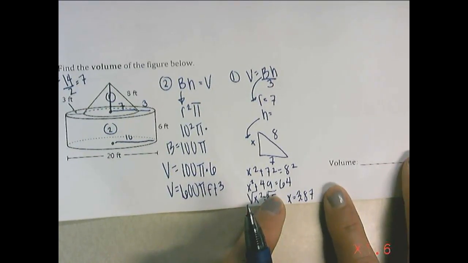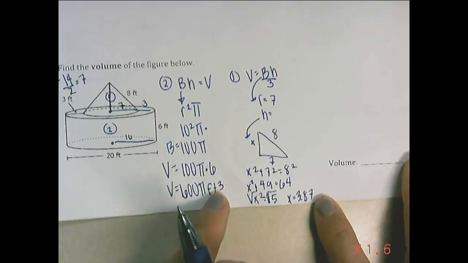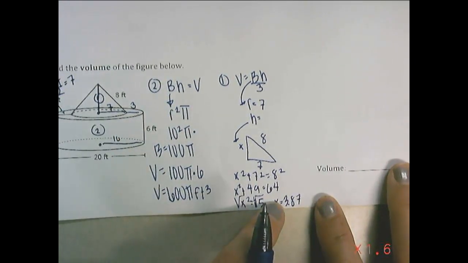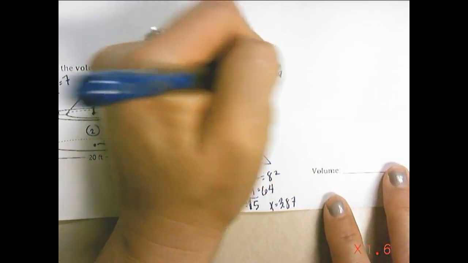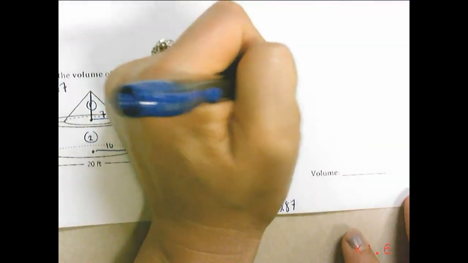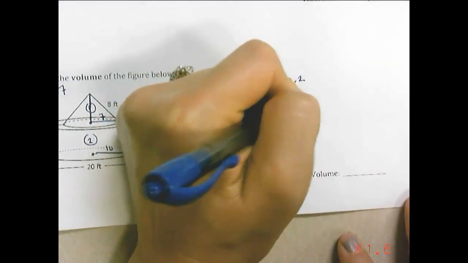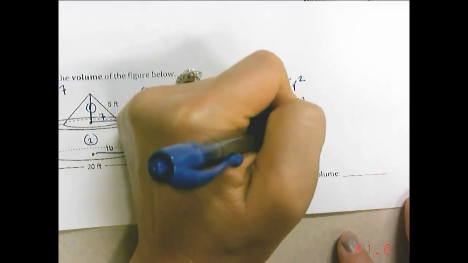So what I'm going to do is go ahead and figure out my big B. I haven't figured that out. Okay, so big B, sorry guys, I just got a little lost right here. It's going to be equal to pi times my radius squared. Well, I already know my radius is 7. So this is going to be pi times 7 squared, which will be 49 pi.